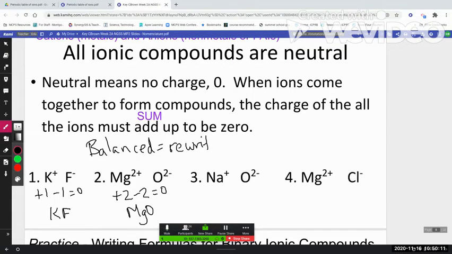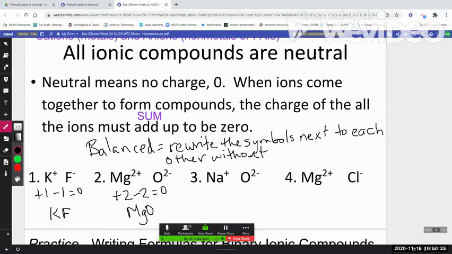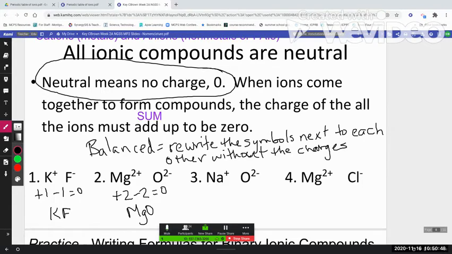You rewrite the symbols next to each other without the charges. Okay? And so when it's balanced, that means everything sums to 0.